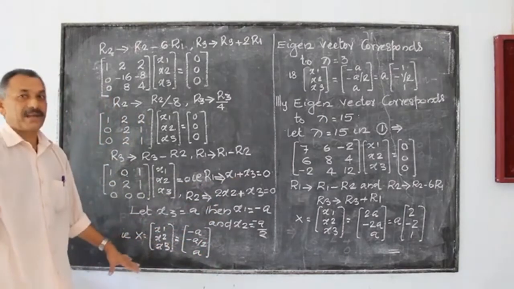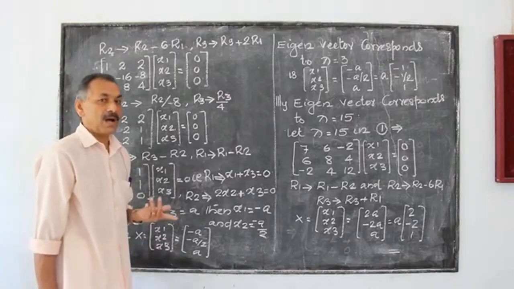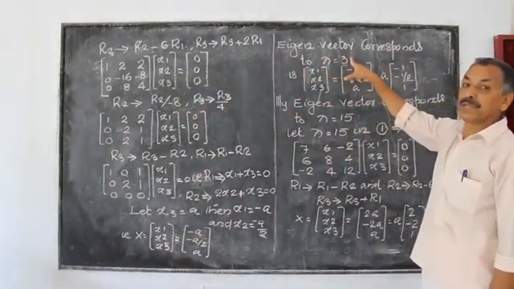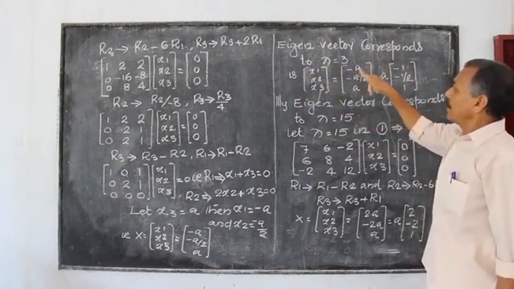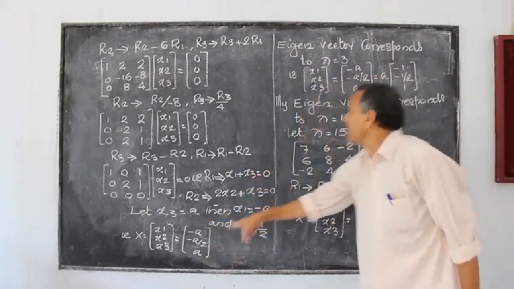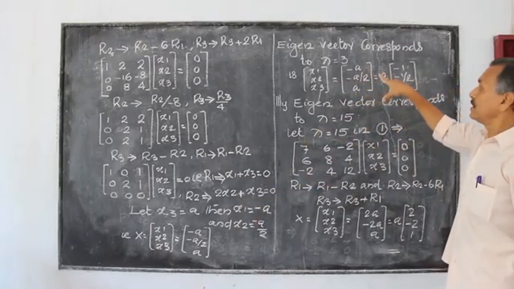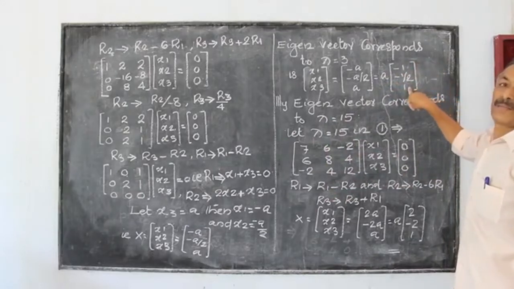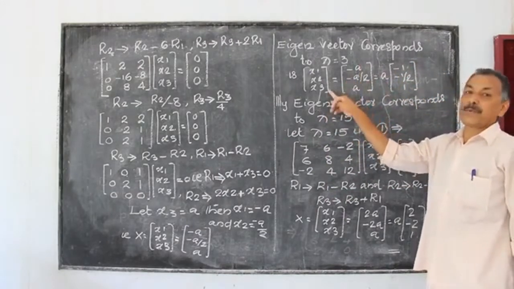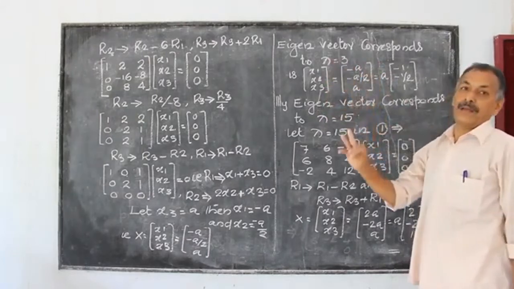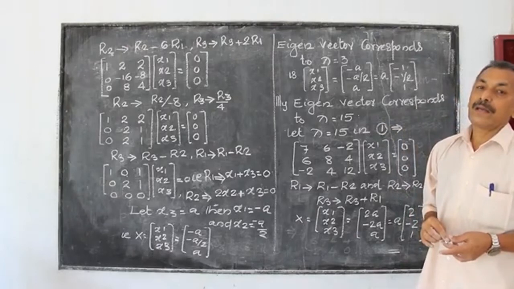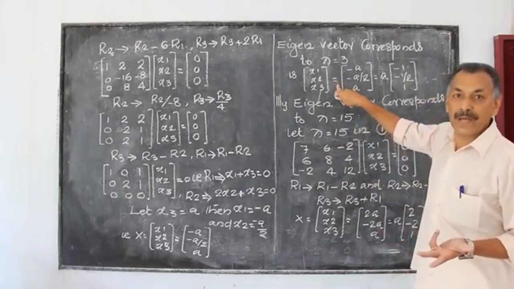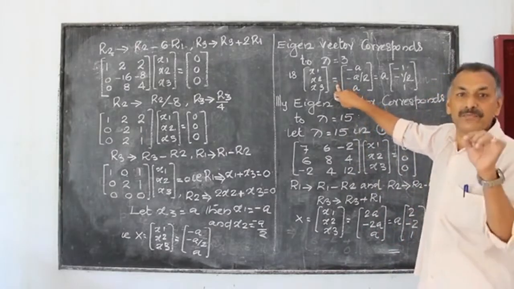Therefore, the eigenvector corresponding to lambda equal to 3 is minus a, minus a by 2, a. Taking a as a possible value, this is minus 1, minus 1 by 2, 1. So the eigenvalue lambda equal to 0 has been done, the second is lambda equal to 3 with this eigenvector, and then the third value is lambda equal to 15.